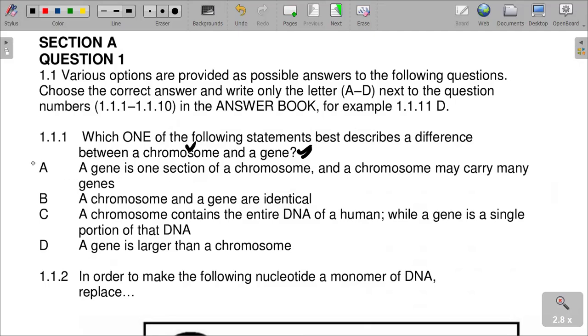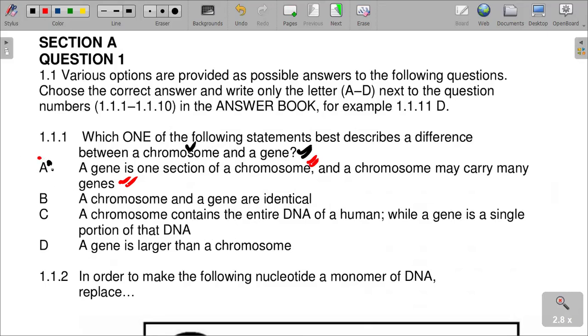Let's just say that the main difference is a gene is a section of a chromosome. That is true. And chromosomes may carry many genes, and that is actually correct. Then, a chromosome and a gene are identical? Not so. A chromosome contains the entire DNA of a human, while a gene is a portion of a DNA. A gene is larger than a chromosome? No.